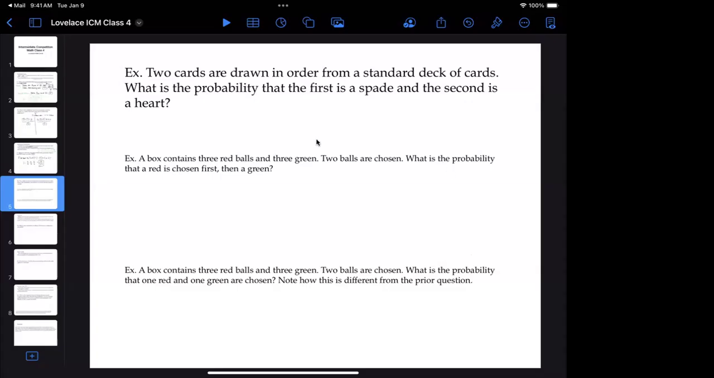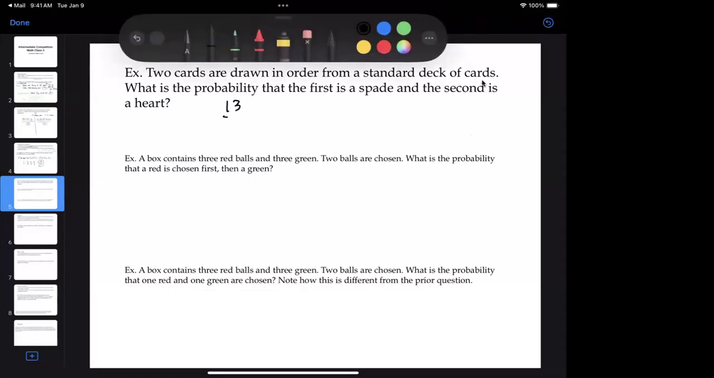Oh, yes. Can I help answer the first question? Yeah, go ahead. So I think since there are 13 of each kind of card, it'd be 13 over 52 times 13 over 51, since one card's already picked out. Great. That is the correct answer.